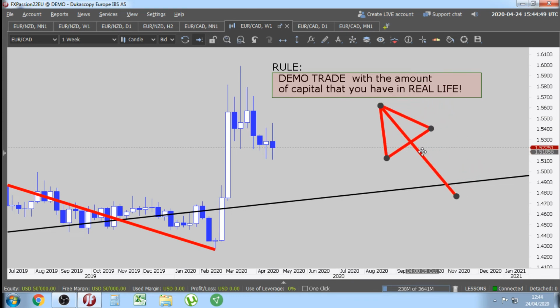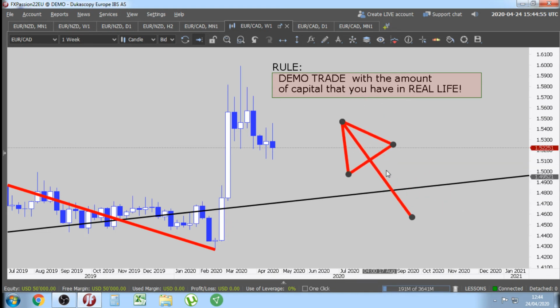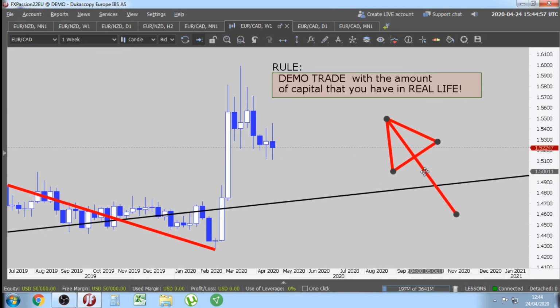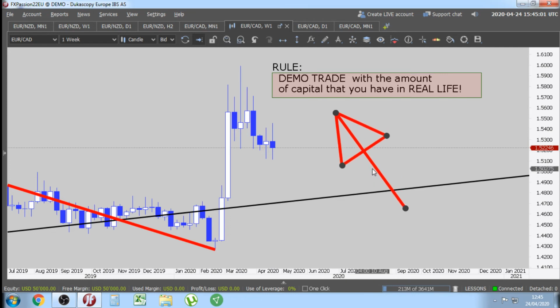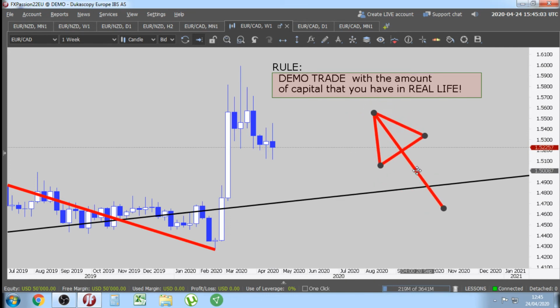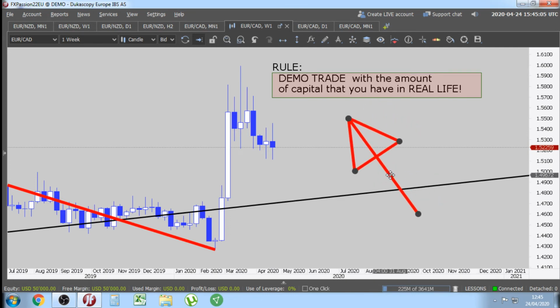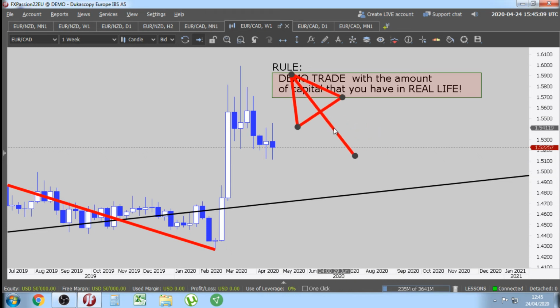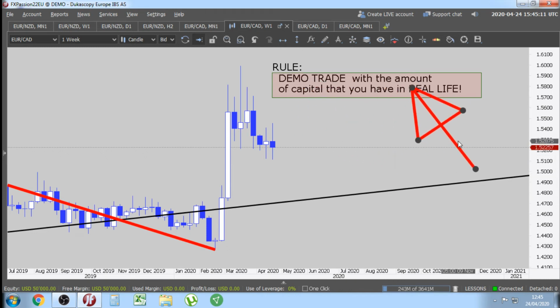Hey, is there who? No, I mean the young guys. Sorry, it was a mistake. The young guys, like me and Miguel and Eddington. The young guys, as we are, we know that in order to form trading habits and to work together and have a conversation, you need to demo trade with the amount of capital that you have in real life.